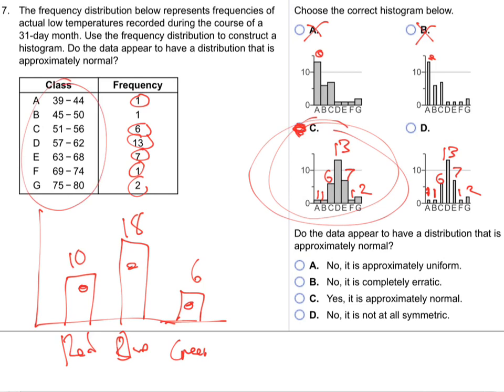All right, do the data appear to be normal? Is this normal? Yeah, that's like a big bell. It's okay if the bell gets real pointy or flat. It's still a bell. So yes. There's only one yes. Good. So we'll just take that yes and go.